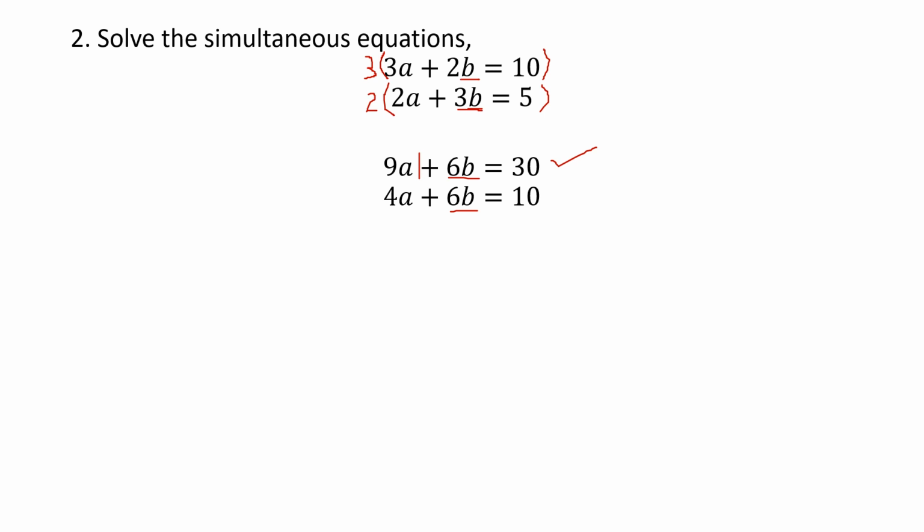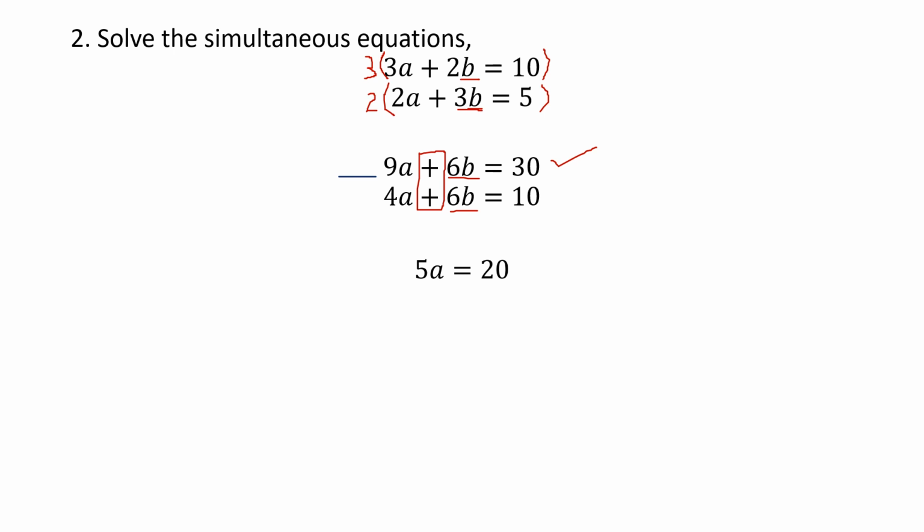Let's check the signs of the terms to be eliminated. They are both positive, which means they are equal. Since they are equal, we are going to subtract. The choice is yours, it's either equation 1 minus equation 2. I want to subtract equation 2 from 1, right? So 9a minus 4a, we get 5a. Then 6b minus 6b, 0. I have eliminated b, right? 30 minus 10, we get 20, like this.